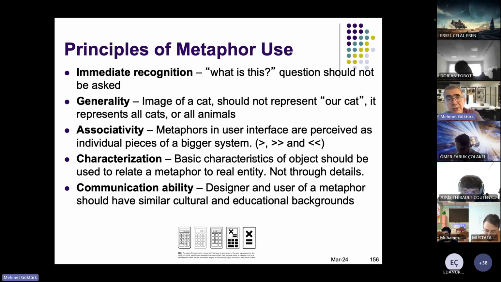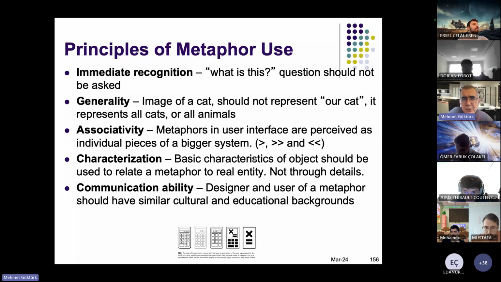What is this? That question should not be asked. If it's image-based, as it usually is, the image of a cat should not represent just our cat. It represents all cats or all animals. So some generalization must be conveyed and implemented, and that is done through iconization.